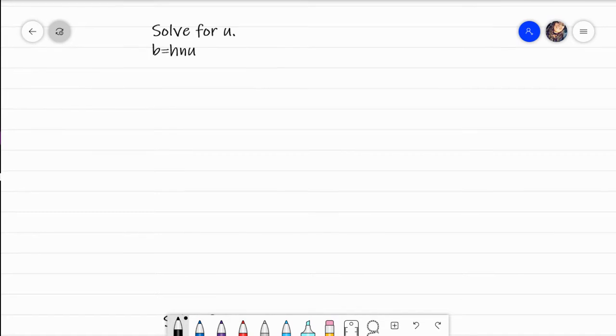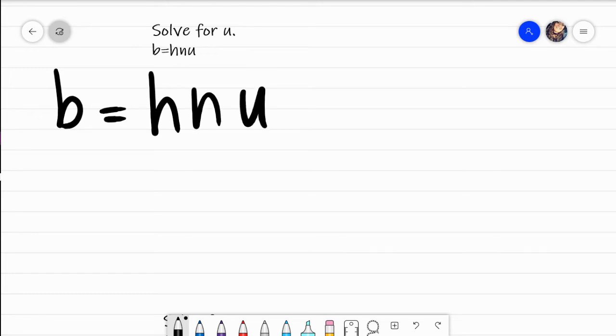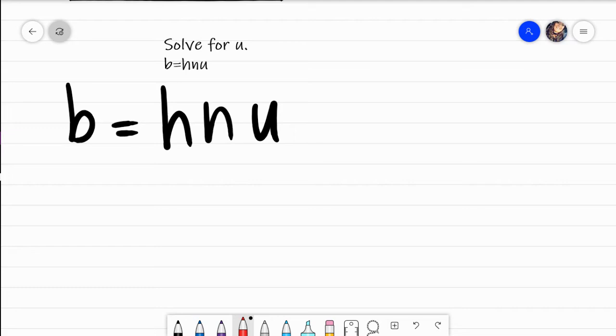Okay, let's do this one. This is very similar to the one we just did. It says to solve for U, and our equation is B equals H N U. Okay, so here I actually have two variables multiplying my U. I know division is the inverse of multiplication. I just want you to learn here that you're not going to divide by H and then try to divide again by N, because now we're dealing with dividing by fractions and it could just get very ugly very quickly, okay? Because all of these terms are multiplying my U, I know that the opposite of multiplication is division. I'm going to divide by both terms, H and N.